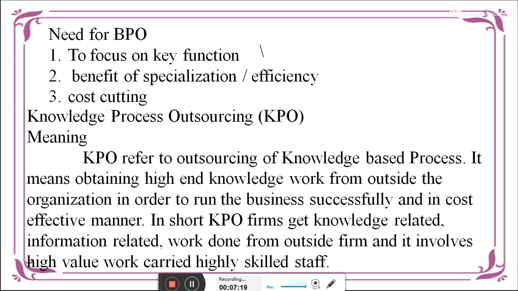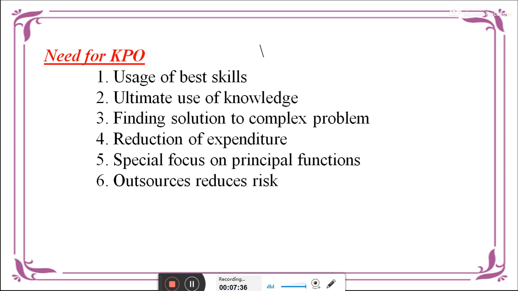Knowledge process outsourcing is based on knowledge, to obtain the high knowledge of outsourcing of an organization. In order to run a business successfully, they keep their knowledge process outsourcing related to outsiders, involving the career of highly skilled staff. Needs of knowledge process: uses of best skill, utilization of knowledge, finding the solution of complex problems, reduction of expenditure, special focus on principal functioning, outsourcing reduction. These are the needs for KPO.